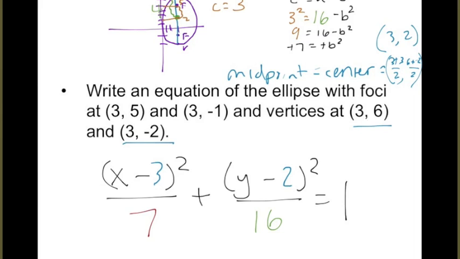Where'd you get the 16? The 16 came from the distance from the center to the vertex was 4, and then I square that when it goes into the equation.